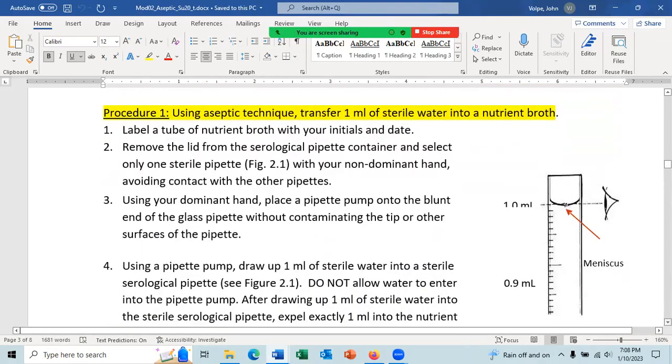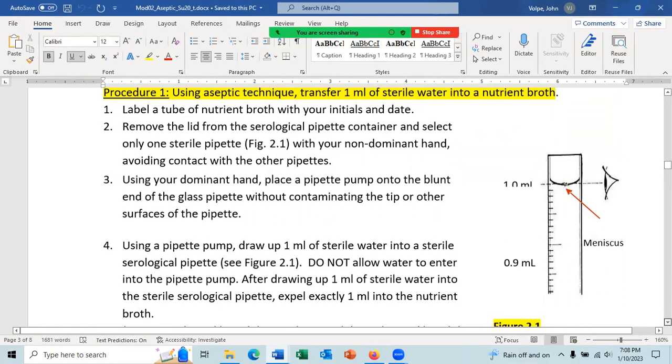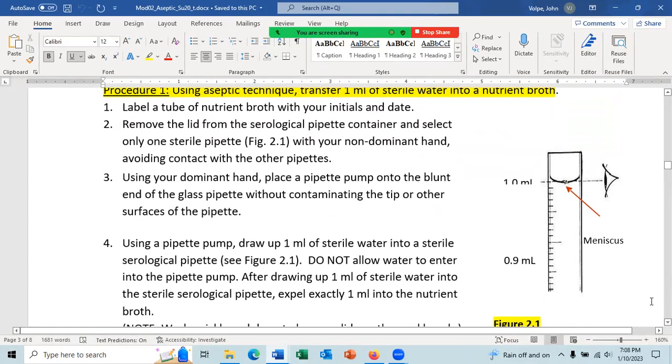Procedure 1, you're going to use aseptic technique to transfer 1 ml of sterile water into a nutrient broth. Now, you're not actually going to do this. You'll be watching a video about it. When you're transferring a liquid using something that's marked, you should note that water does not form on the top in a straight line. It forms a meniscus where it'll be this U-type shape.